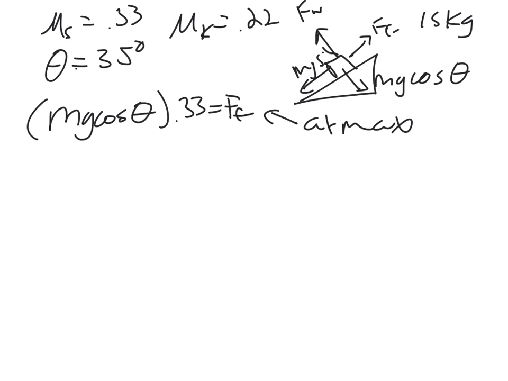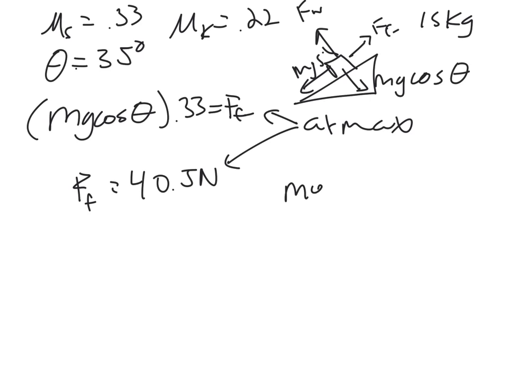Plug in my 15 for the mass, times 10, times the cosine of 35 this time. That number is 122.9 times 0.33. Gets me this time a force of friction that is equal to 40.5 newtons at its maximum. Remember, this is the maximum value that my static friction can take on.